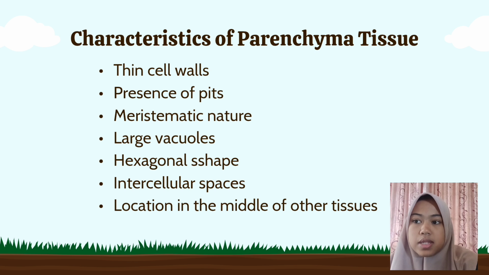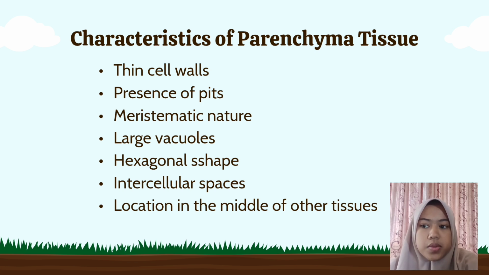The first is thin cell walls. The cell walls are thin and lack lignin, making them flexible. Next, presence of pits. Pits in the cell walls allow for efficient exchange of nutrients and water between cells. The third is meristematic nature. Parenchyma cells retain the ability to divide, contributing to plant growth and regeneration.